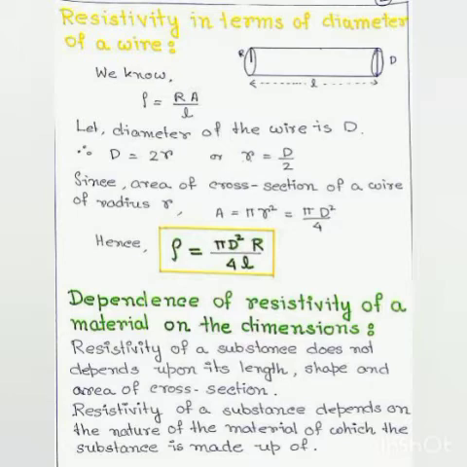It is constant for a particular material. Resistivity will only change if you change the material. It will depend only on the material. Like resistivity of copper and resistivity of iron will be different. Okay, so it does not depend upon the length, shape, size or cross sectional area, whatever. It will solely depend on the material of which the substance is made up of.